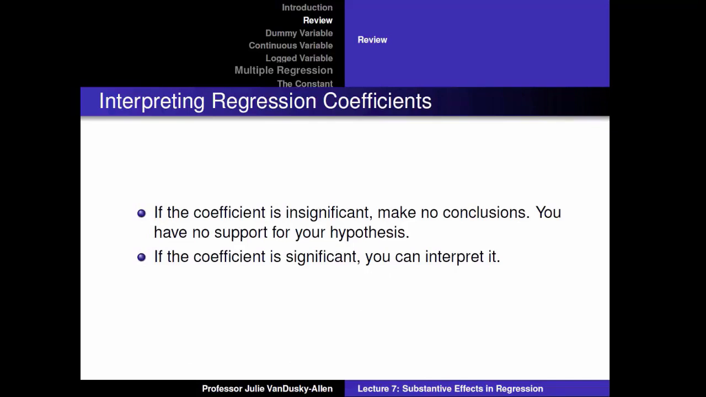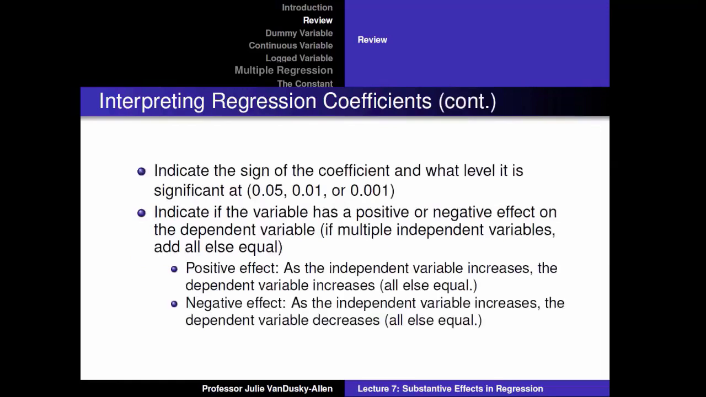If the coefficient is insignificant, you do not make any conclusions. You do not have support for your hypothesis. If it is significant, then you can interpret it. When you interpret the coefficient, you note what the sign of the coefficient is and what level it is significant at, 0.05, 0.01, or 0.001.